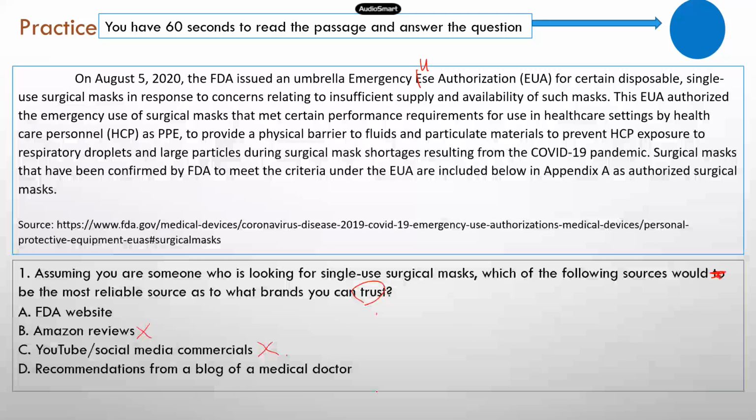D, recommendations from a blog of a medical doctor. The blog is very personal, right? So everybody can post pretty much any information on the blog. It's just not a good source for accurate information. So the correct answer is A, FDA website, right? The EUA is issued by FDA. So FDA knows which manufacturers make a product that passes all the requirements, right? In fact, it says here, surgical masks that have been confirmed by FDA to meet the criteria, right? We talk about, meet the standards, are included below in Appendix A. So that's the source that you should go to when you're looking for single-use surgical masks.